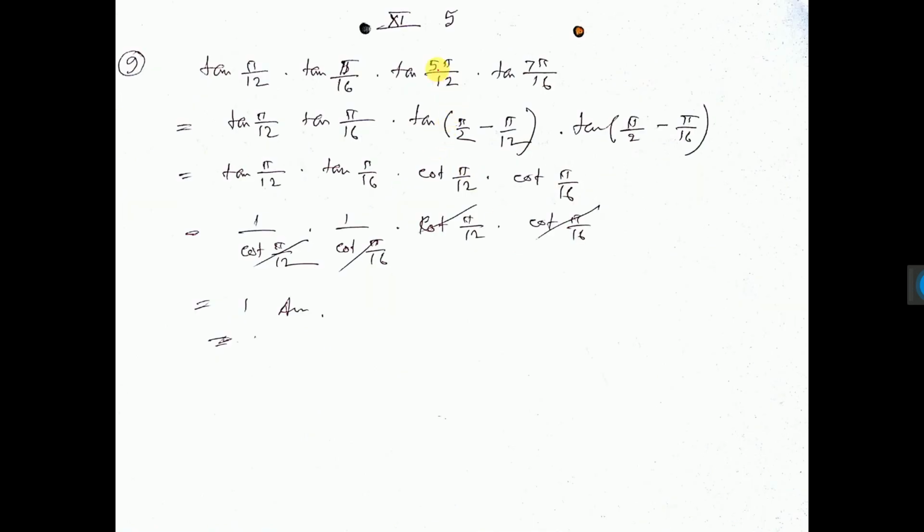This sum also you see, I have broken down pi by 2 minus pi by 12. So 6 pi minus pi, that is 5 pi. Here 8 pi minus pi, that is 7 pi. So since it is 1 into 90, here also 1 into 90, odd multiple, tan will be cot. Here also odd multiple, tan will be cot. Now tan means 1 by cot, tan means 1 by cot. So this and this cut, this and this cut, only 1 left.